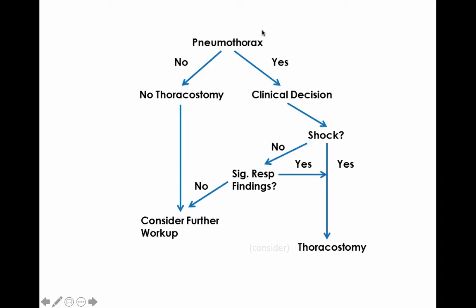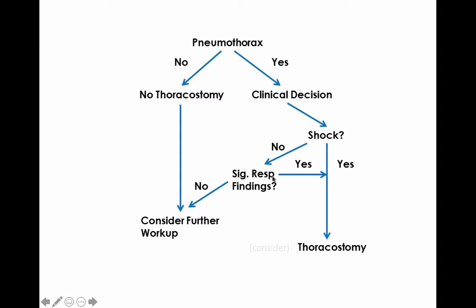Now, you have a trauma patient in front of you. You look for pneumothorax with ultrasound, and you see one. Then you have a decision to make. And basically it's, are they sick? If they have a pneumothorax and they're sick, meaning either they're in shock or they have significant respiratory findings, then you're going to place a chest tube. If they're not in shock and they don't have significant respiratory findings, you can wait.